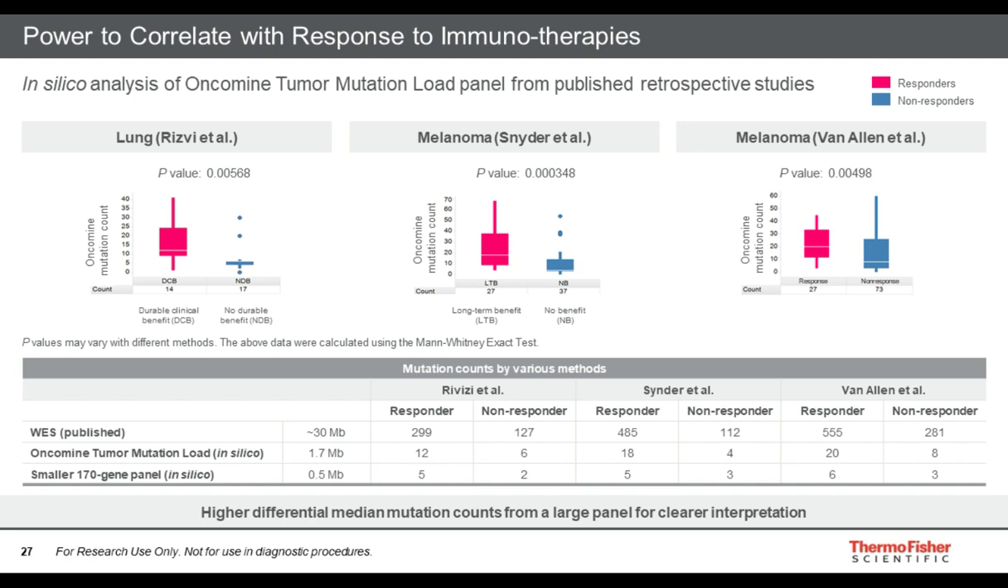anti-CTLA-4 or anti-PD-1 immunotherapy. As you can see in the box plots shown here for the 3 different studies we looked at, we observed a similar pattern of strong differentiation between the responders and the non-responders when we redid the analysis, restricting attention just to the regions that we target in the tumor mutation load assay. So in every case, the number of somatic mutations covered by the assay was significantly higher for the responders relative to the non-responders. And this result, too, suggests that the assay is sufficiently large to support clinical research into the genetic correlates associated with response to immunotherapies.